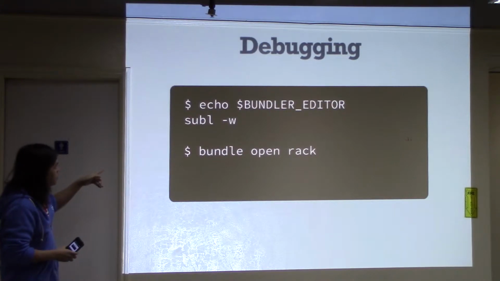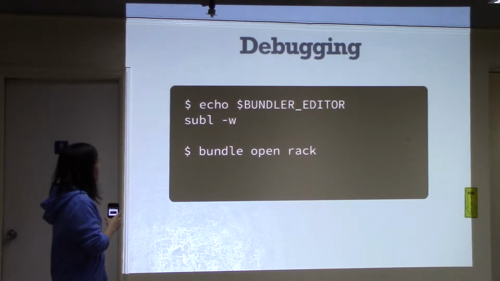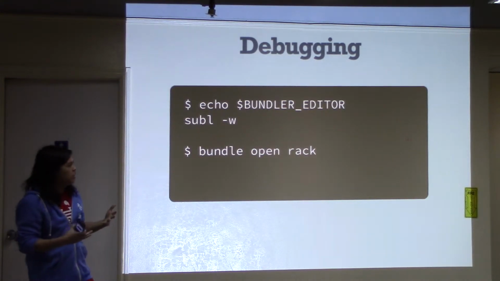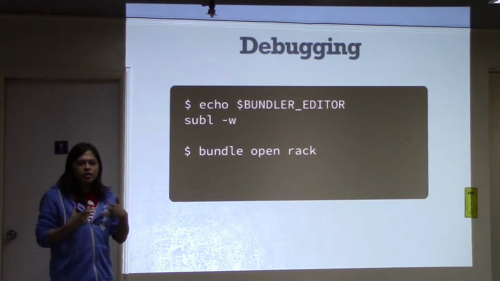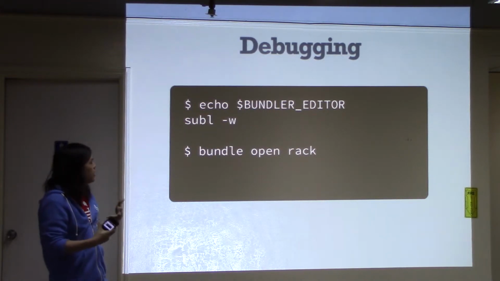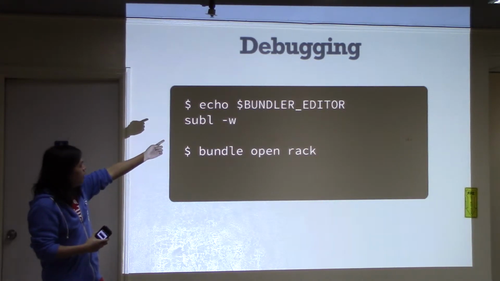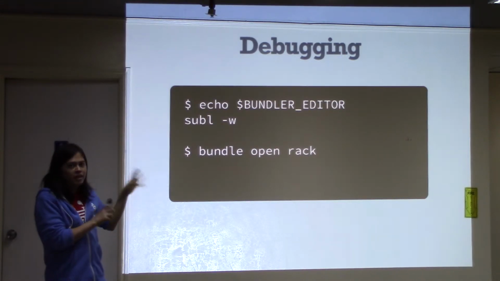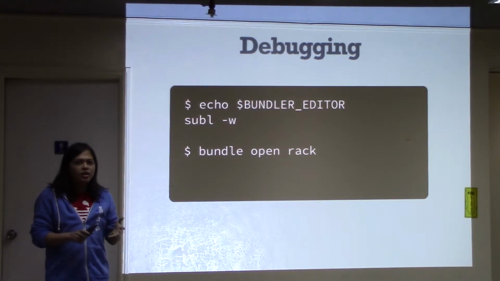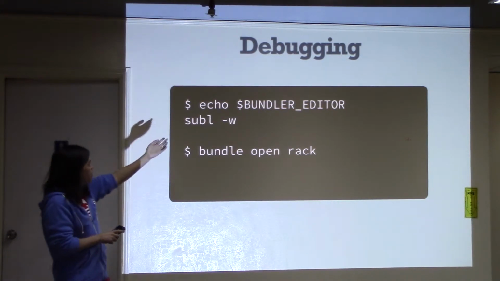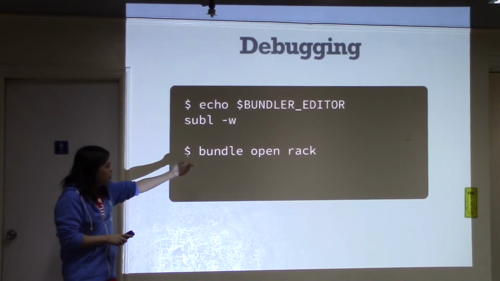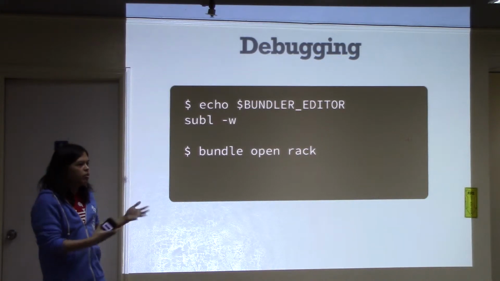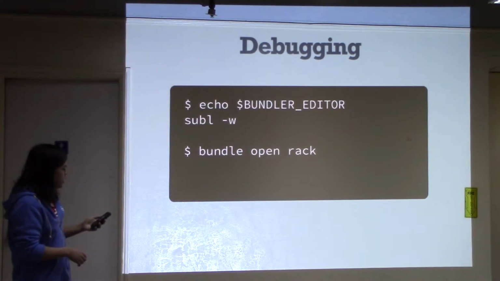And then this was being discussed earlier. So bundle open, and then the gem name opens the source of the gem in your choice of text editor. It uses the BUNDLER_EDITOR environment variable, but if that's not set, then it will use the EDITOR environment variable. So for example, if it's Sublime, then when you run bundle open rake, it will open the source of rake in Sublime. It could work with your other text editors as well.